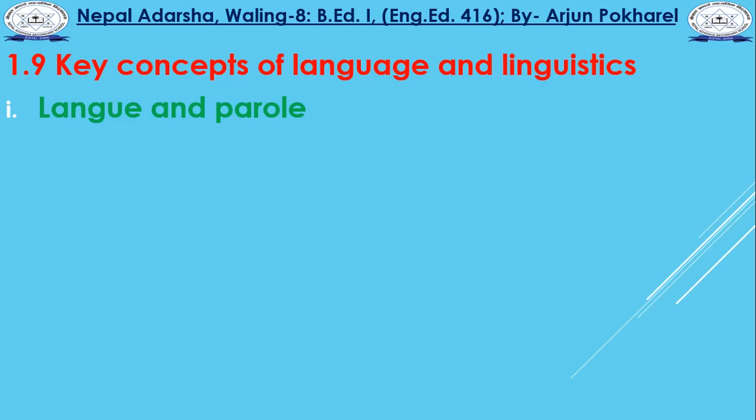That's why Langue and Parole are the two different dichotomies in language and linguistics. They are the dichotomies, meaning the opposing views. One is the opposite of the other. That is, Langue is the opposite of Parole, and Parole is the opposite of Langue.